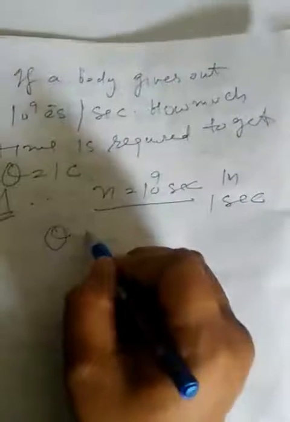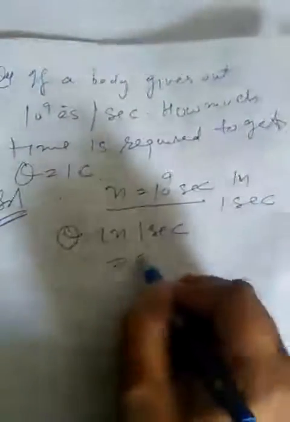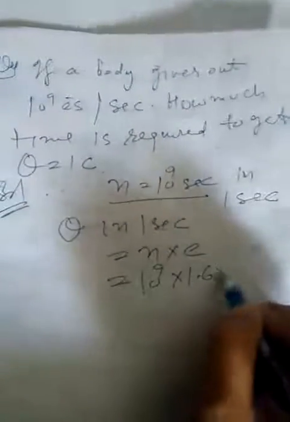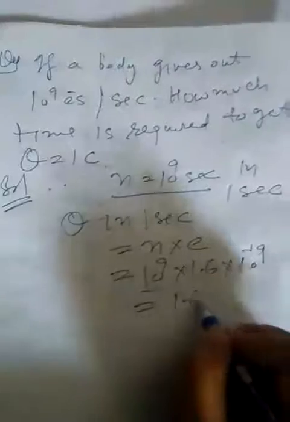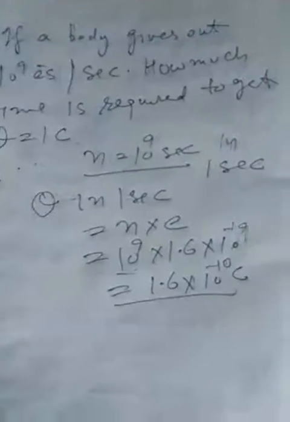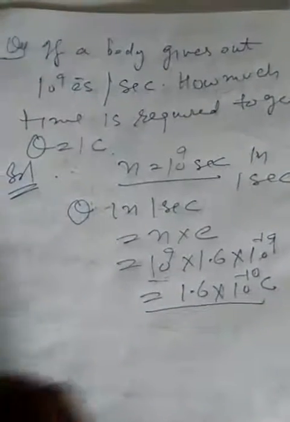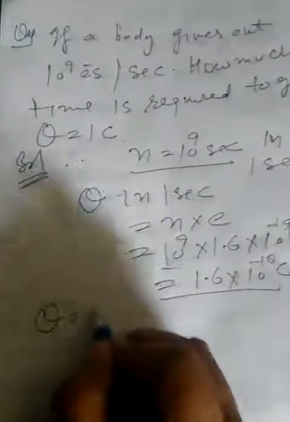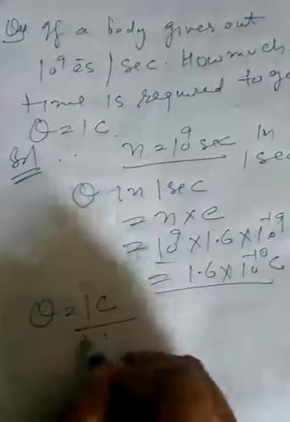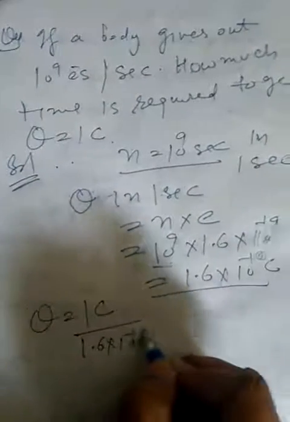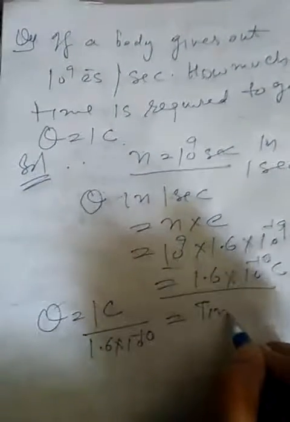The charge present in 1 second will be equal to n into e, so that is 10^9 into 1.6 × 10^-19, which is equal to 1.6 × 10^-10 coulomb. This much charge is passed by the body in 1 second. Now the total charge we are given is 1 coulomb.